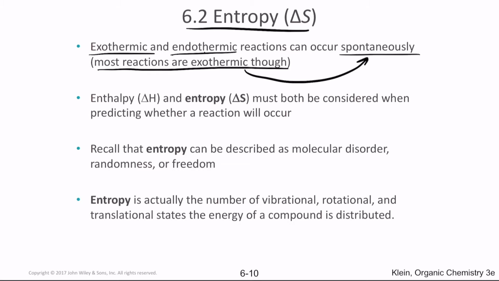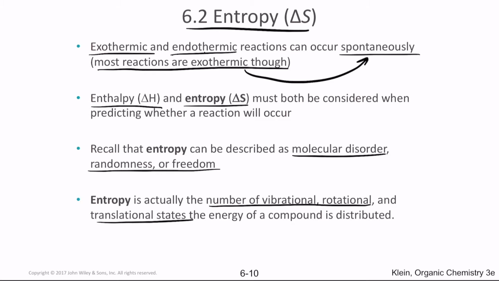So to decide whether a reaction will occur, we need to understand the enthalpy, and we have to know that entropy is also a quantity that decides whether a reaction will occur. Now, what is entropy? Entropy is molecular disorder or the randomness of a system. How random the system is, the degree of randomness of a system, is defined as entropy, and it is actually the number of vibrational, rotational and translational states of energy of a compound and the compound's energy distribution, the freedom distribution.